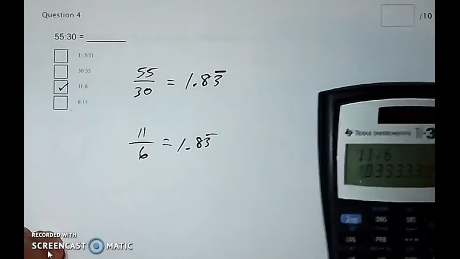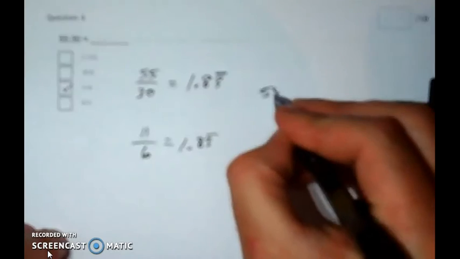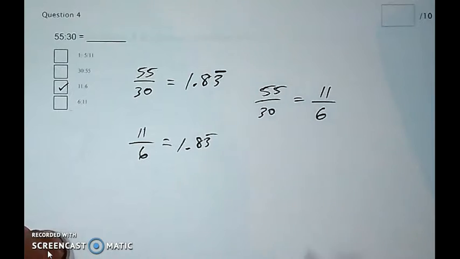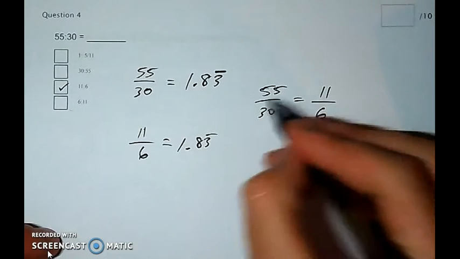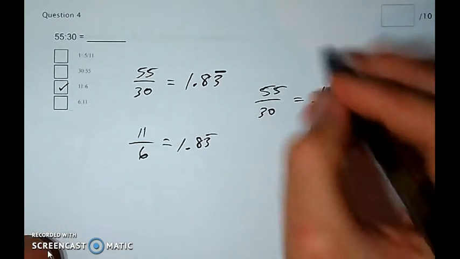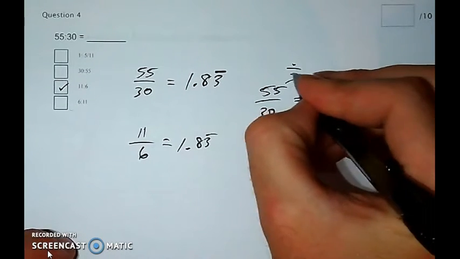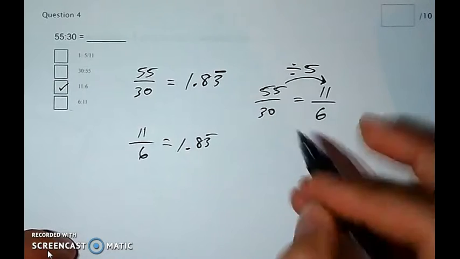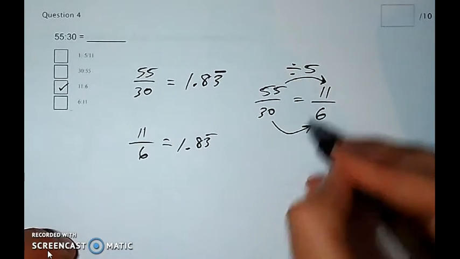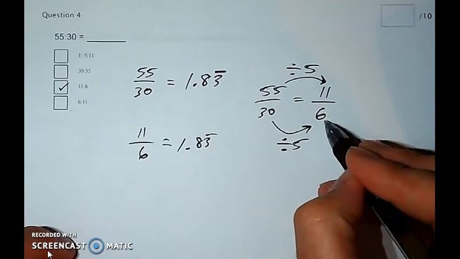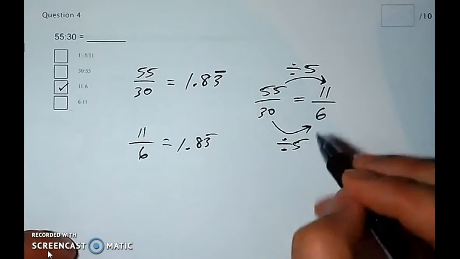Another way to do it, because there's multiple ways to do math quite often, is you can set each fraction equivalent to one another and see if they actually are equivalent by finding a scale factor. Like, how do we get from 55 to 11? Well, we divide by 5, right? And do we do the same exact thing on the bottom? Do we divide by 5 down here and still get 6? Yes, we do, and therefore those are equivalent, right?